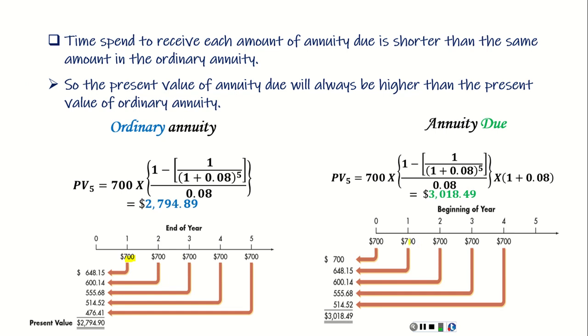The second amount received in the case of annuity due will be received after 1 year and is worth 648, but the second amount received in the case of ordinary annuity will be received after 2 years, so it is worth 600, and so on. So the present value of annuity due is always greater than the present value of ordinary annuity.